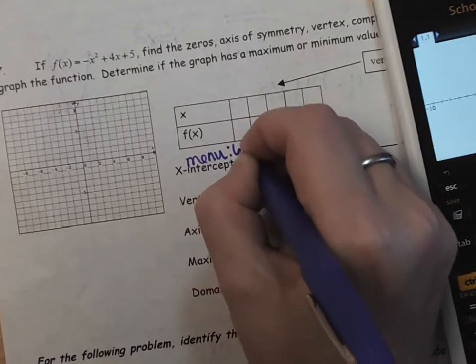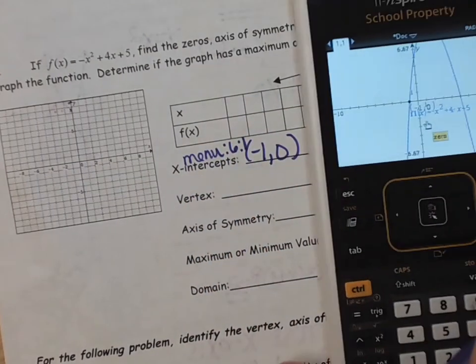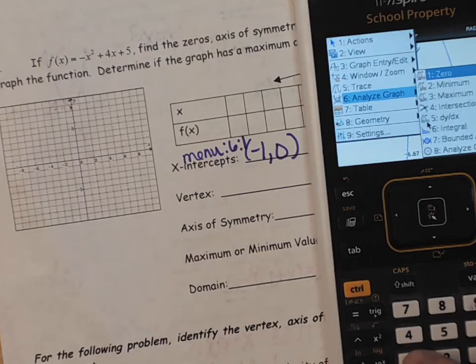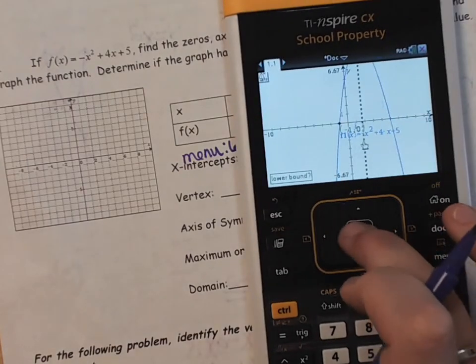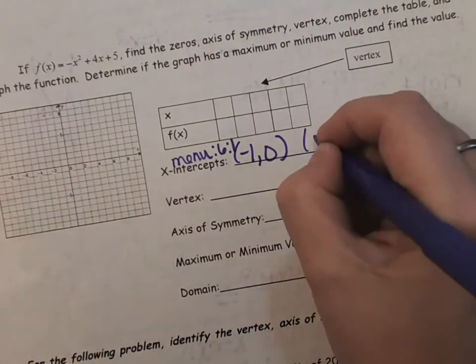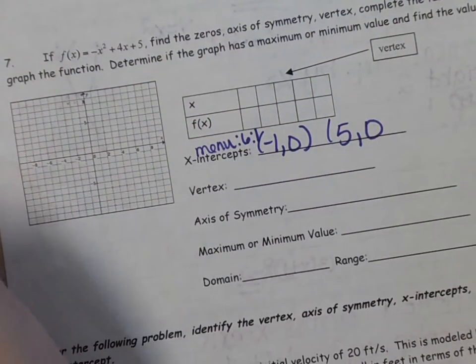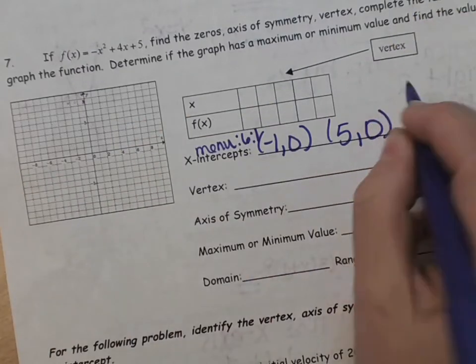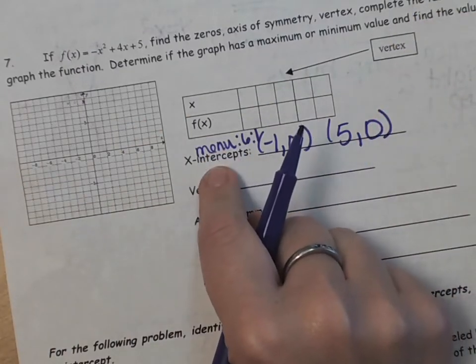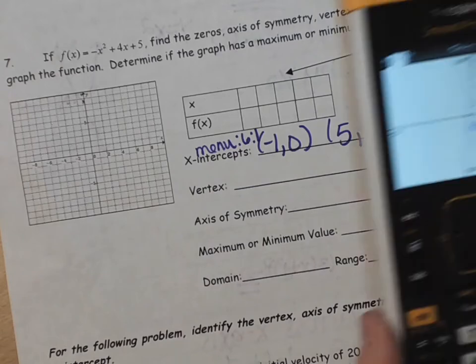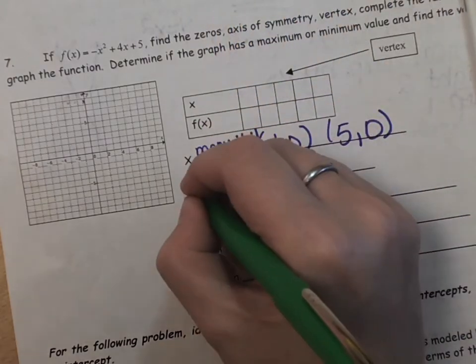Menu 6, 1, which is zeros. Then you do the other side. Menu, analyze, 0. Click on the right side to get the other answer. 5, 0. Those are your zeros, which is also your x-intercept solution. All right. And roots.